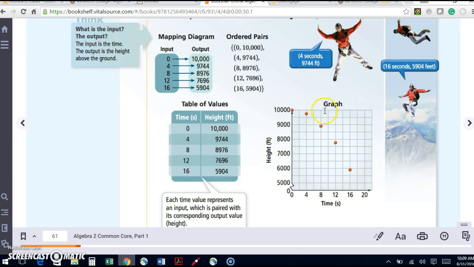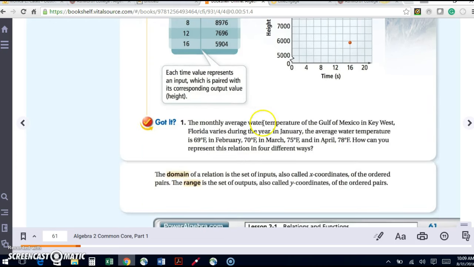And then we can graph it. So at 0, 10,000, 4 seconds, 9,744, 8 seconds, 8,976, and so on. So then let's try it on our own.